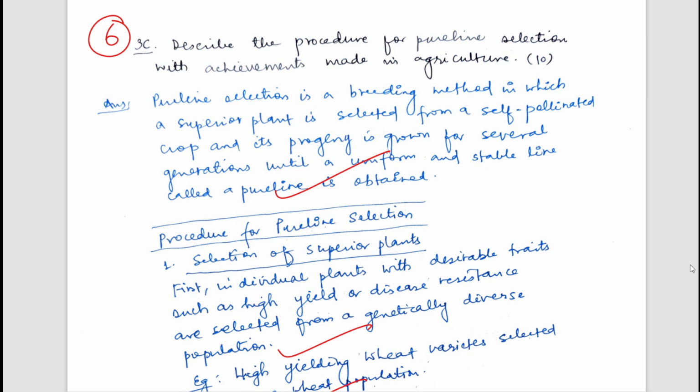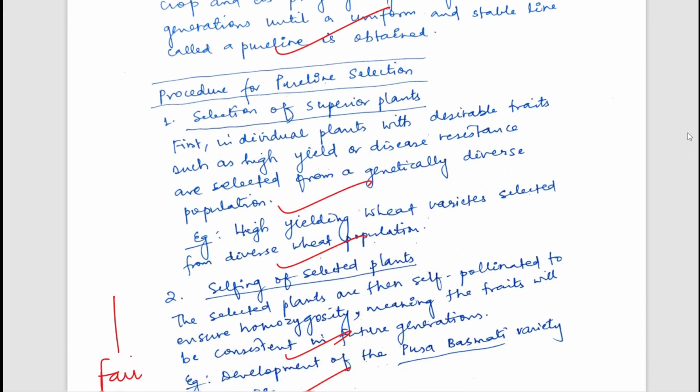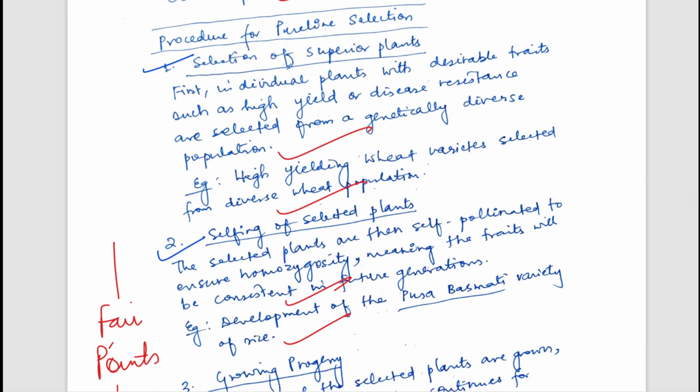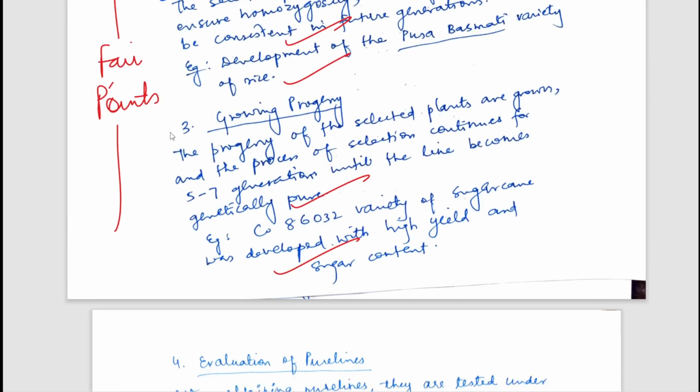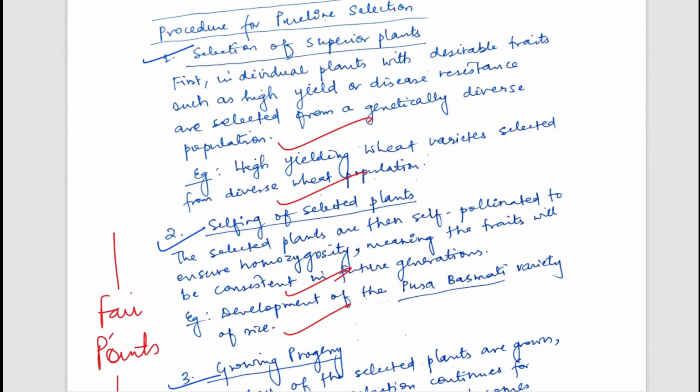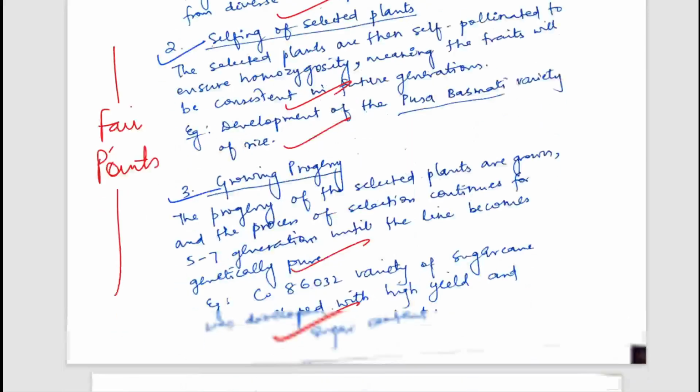So now let's move to the next question. The next question is, describe the procedure for pure line selection with achievements made in agriculture. What is the procedure of pure line selection? Obviously we will select the superior plants, then we will self those superior plants, which is also known as selfing. Then we will grow the progenies. You can simply pause and read it if you want. Examples have also been mentioned.